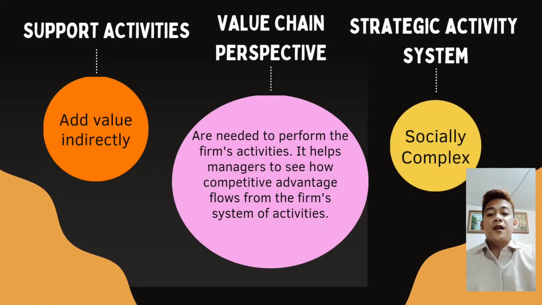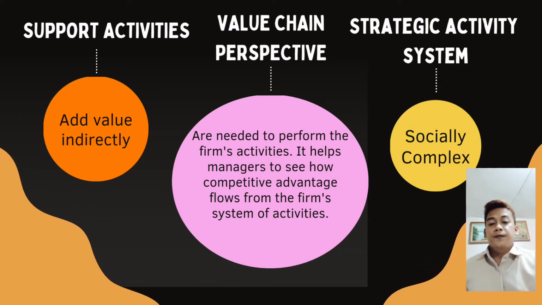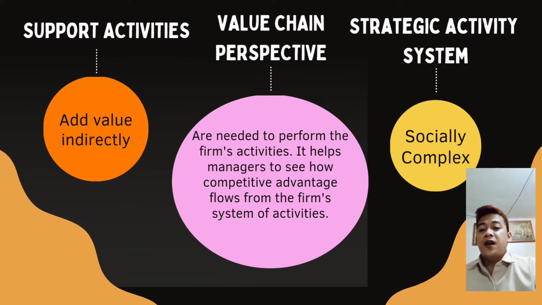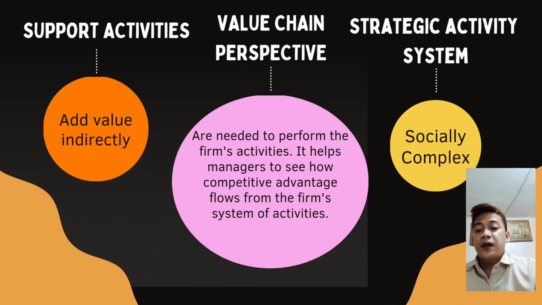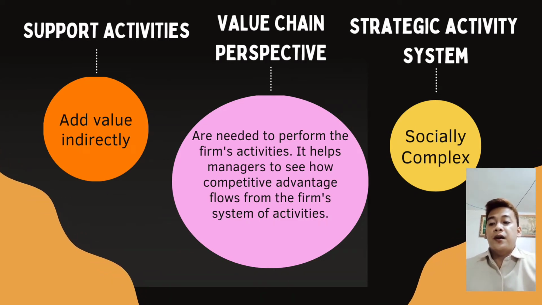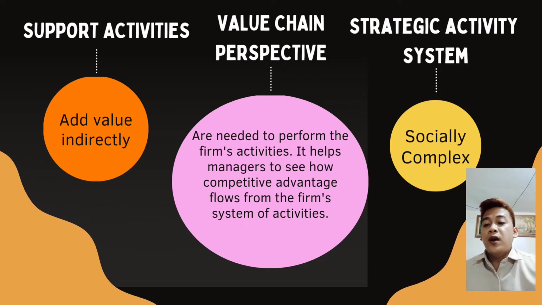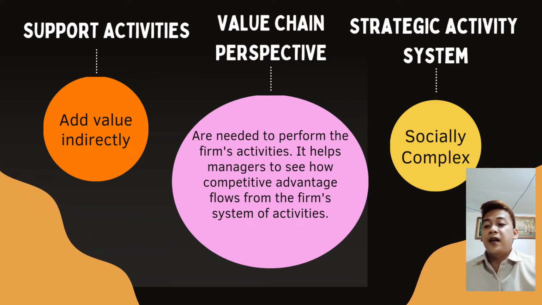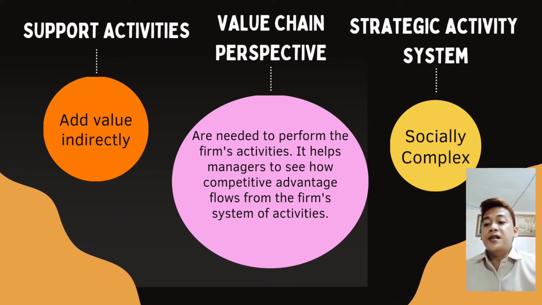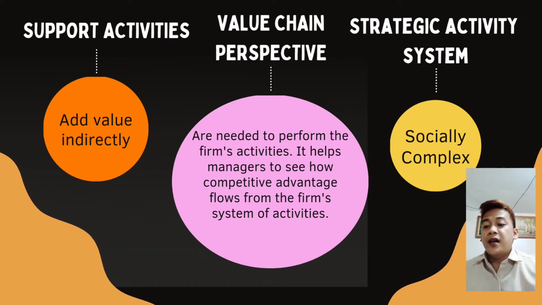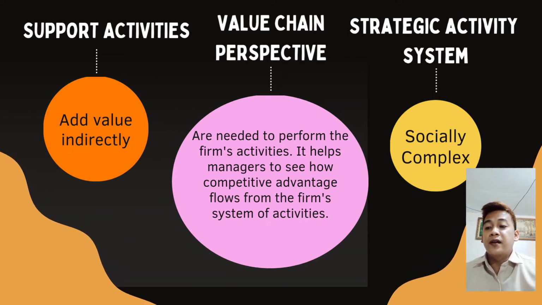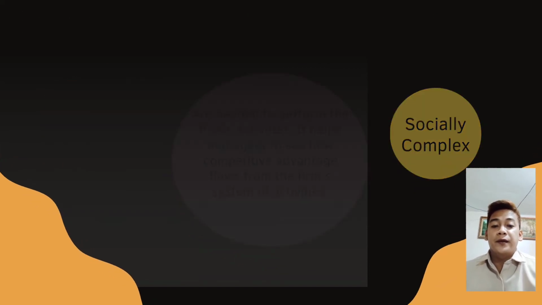Strategic activity system, socially complex. A strategic activity system conceives of a firm as a network of interconnected activities. Strategic activity systems are socially complex. While one can easily observe several elements of a strategic activity system, the capabilities necessary to orchestrate and manage the network of activities cannot be so easily observed and therefore are difficult to imitate.